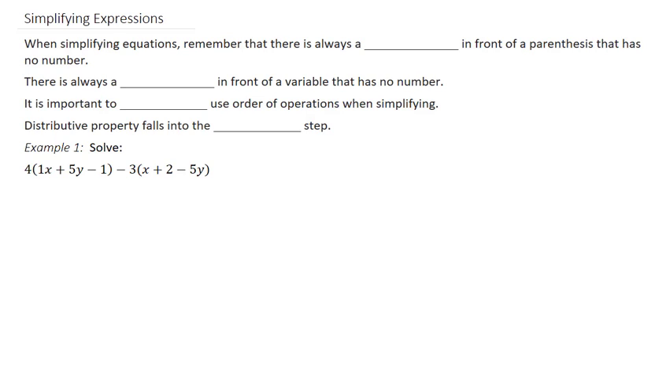Simplifying expressions. When simplifying equations, remember that there is always a 1 in front of a parentheses that has no number. And then there's always a 1 in front of a variable that has no number. And then it's always important to use order of operations when simplifying. And remember, distributive property falls into the multiplication step. So let's look at the first example.